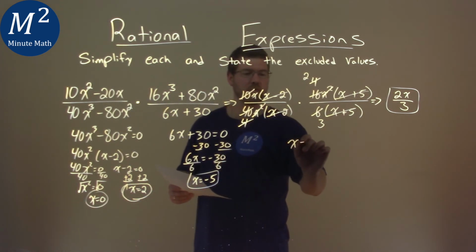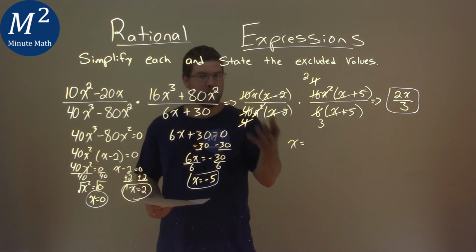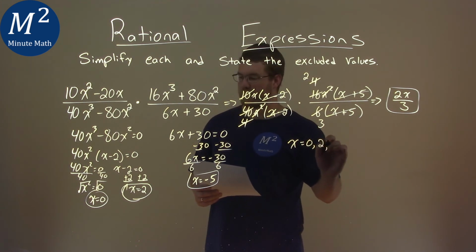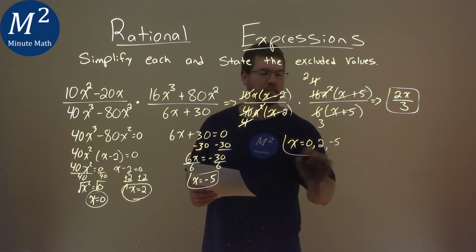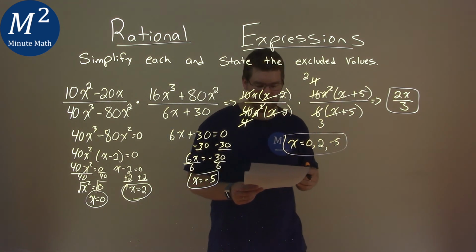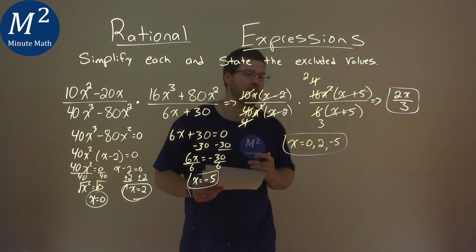And so our excluded values: if we put these into our expression, we're dividing by 0, so we have to exclude that, which is when x is 0, a positive 2, and a negative 5. And so my final answer, simplified, is 2x over 3, and the excluded values are 0, 2, and negative 5.